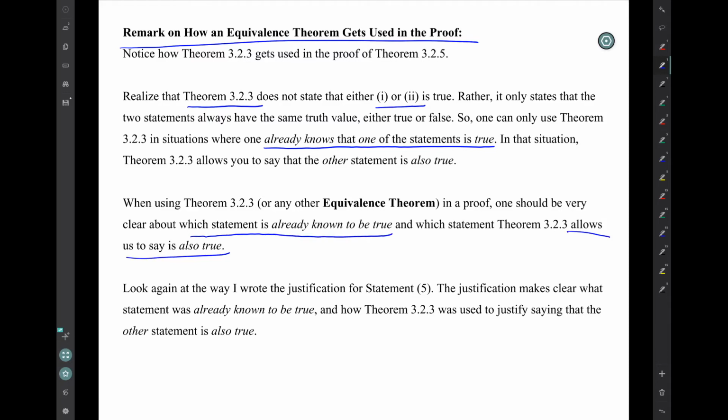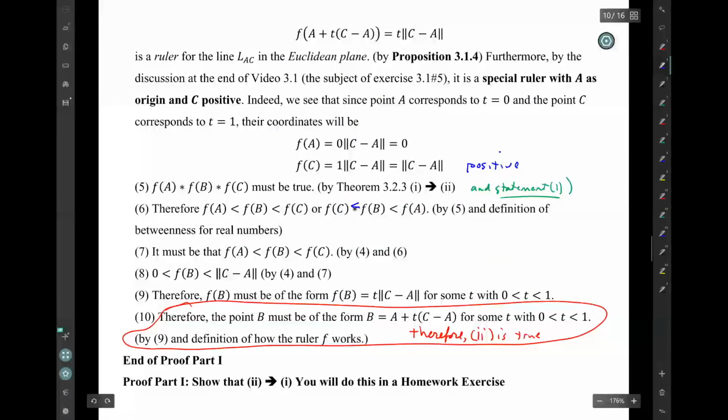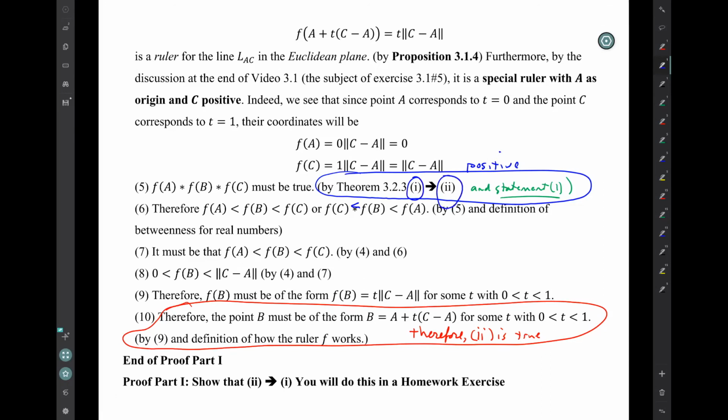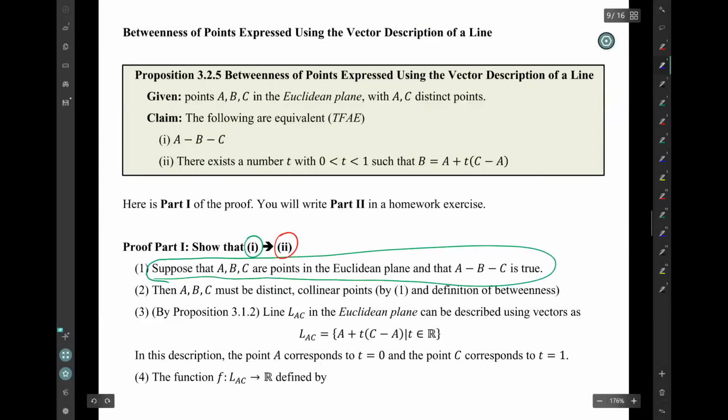So go back again and look at the way I wrote the justification for statement 5. That justification says very clearly how I use that theorem. We already knew that statement I was true. We're going to use the theorem to allow us to say that statement double I is also true. We knew that statement I was true from statement 1 of the proof.